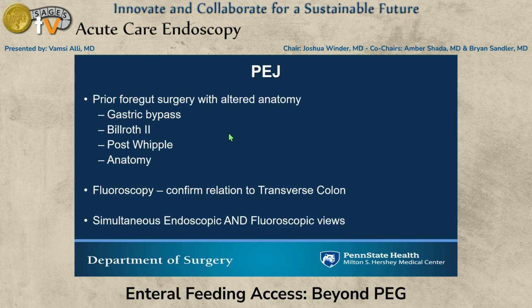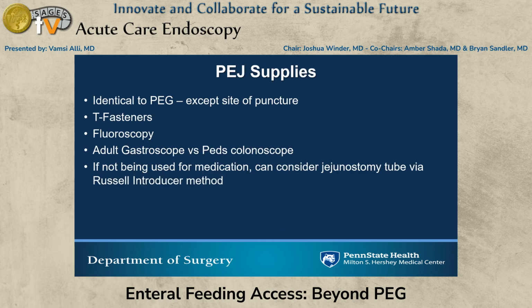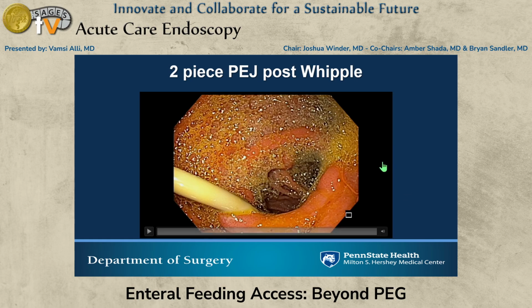For PEG, in patients with prior foregut surgery, altered anatomy, bypasses, patients with Billroth, patients post-Whipple, you would be concerned about the ability to do a traditional PEG and access your remnant stomach from your Billroths or Whipples. Use your fluoroscopy liberally and maintain visualization of both endoscopic and fluoroscopic views throughout the procedure. Your supplies can be identical. You can use a standard PEG kit for a PEG. You are going to use the T-fasteners as well.